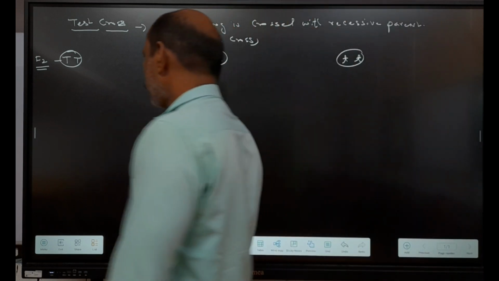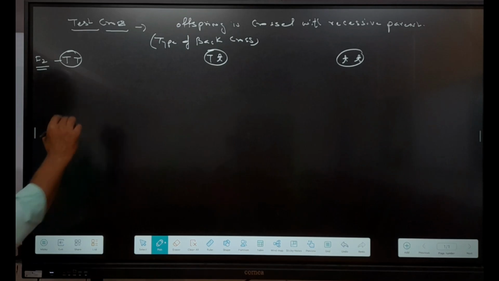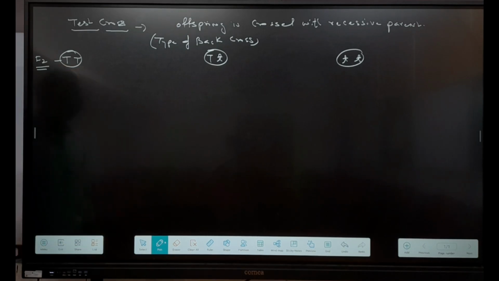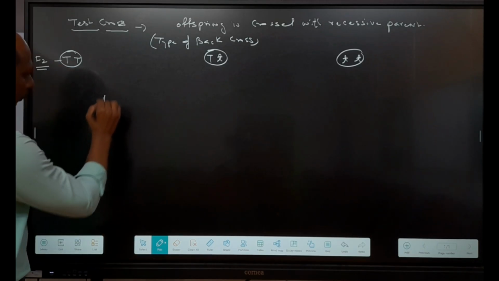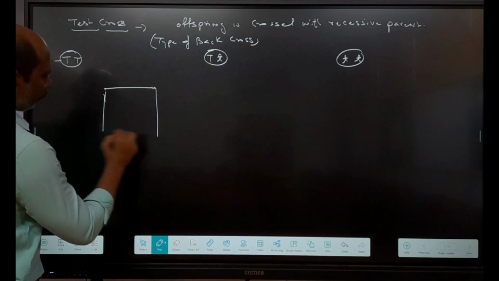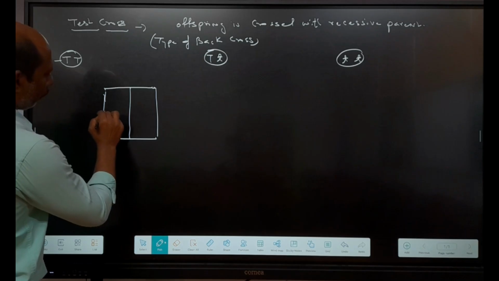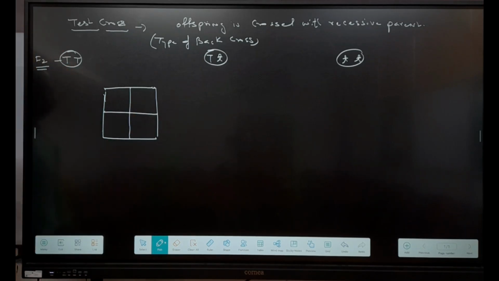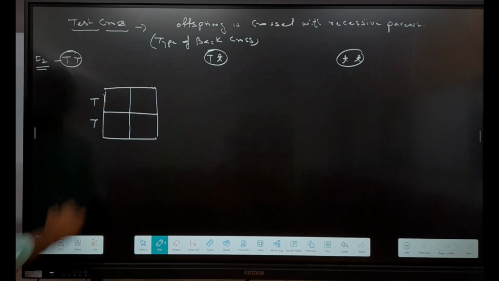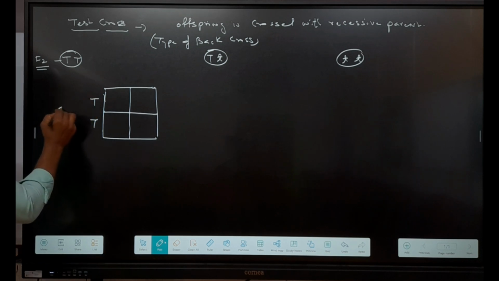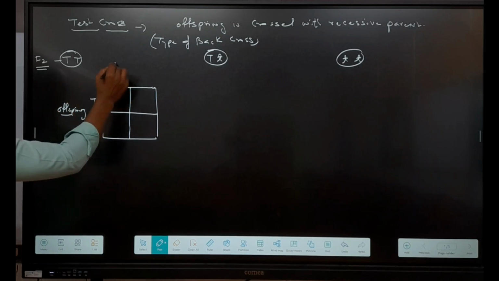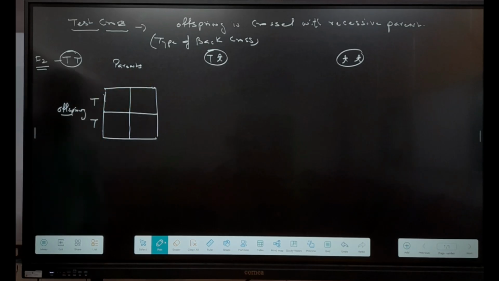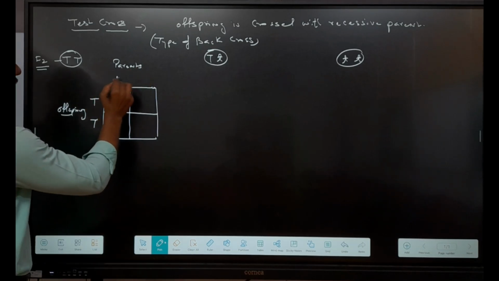When we cross the first seed with the recessive parent, so recessive parent means what? It is small t small t. So here, capital T capital T, we make a square. Which gametes are present here? Only capital T is there, only one type of gamete. This side is the offspring genotype, and that side is the parent. Recessive parent means it is small t.